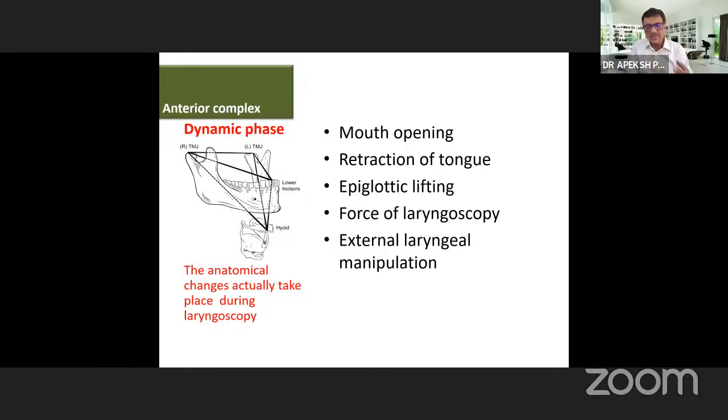Like we are making anatomical changes during the performance, like we are opening the mouth, we are retracting the tongue, we are lifting the epiglottis. These are actual anatomical changes happening during the laryngoscopy. That's why it's called dynamic phase of laryngoscopy, and is governed by the anterior complex, anterior anatomical structure of the neck. Now, what is anterior complex?